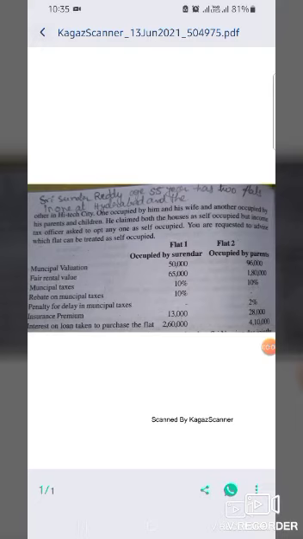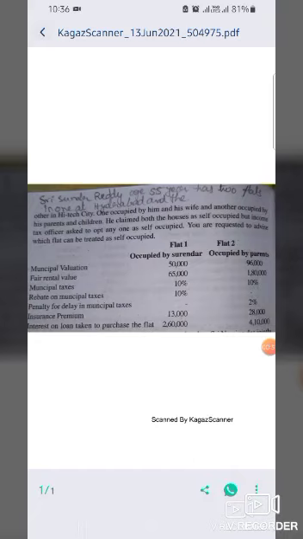Let's see another example for calculating income from house property. Sri Sundar Reddy, age 55 years, has 2 flats, one at Hyderabad and the other in Hi-Tech City. One is occupied by him and his wife and the other is occupied by his parents and children. He claimed both the houses as self-occupied, but the income tax officer asked him to opt for only one as self-occupied. They are requesting advice on which flat can be treated as self-occupied.